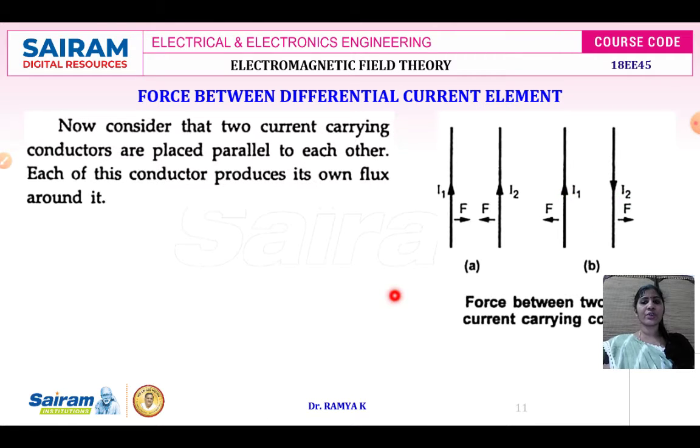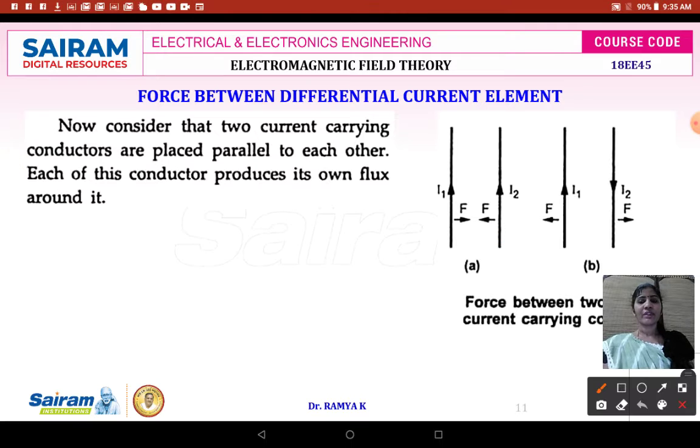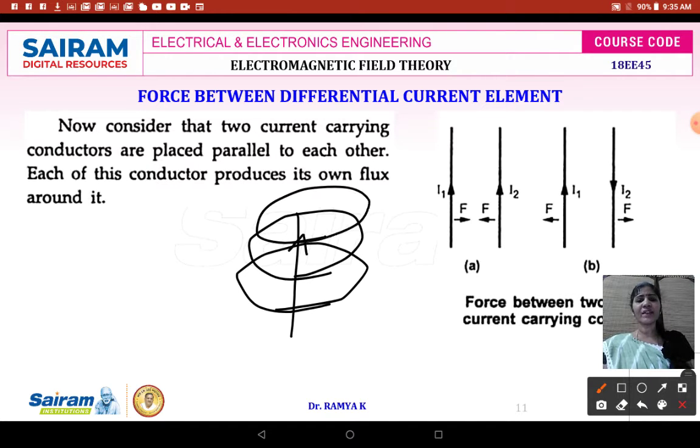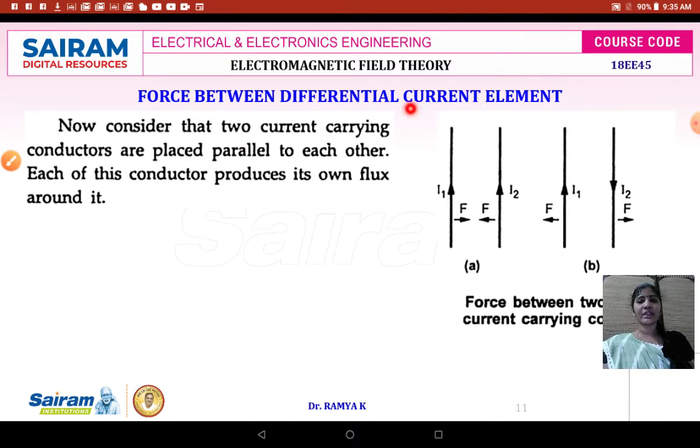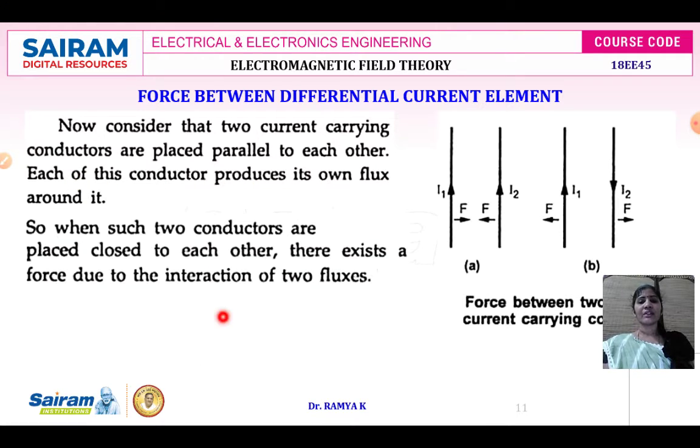Now consider two current carrying conductors placed parallel to each other. Each conductor will produce its own flux. For example, when you pass current through a conductor, a flux is produced around it, where the field is perpendicular to the direction of the current, according to the thumb rule. Each of these conductors produces its own flux around it, and when two such conductors are placed close to each other, there exists a force of attraction or a force of repulsion.